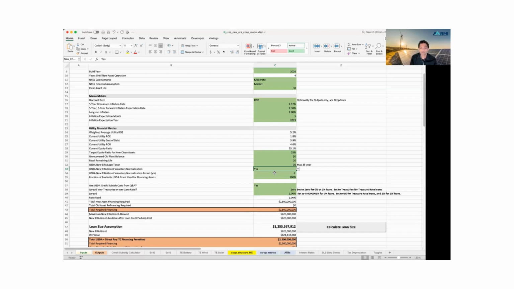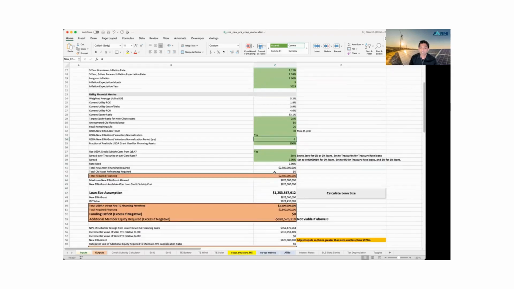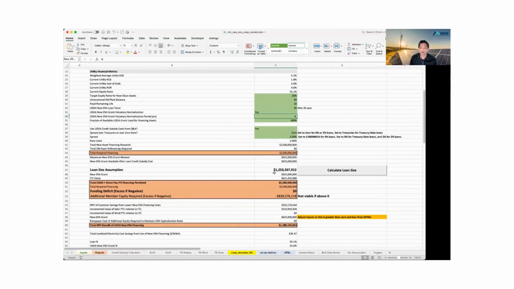Choosing voluntary normalization allows you to set a number of years, the normalization period, over which you may choose to return that benefit to your customers. We assume that the same normalization period would apply, whether or not you choose to use the USDA New Era grant for reducing the cost of owned or purchased power.